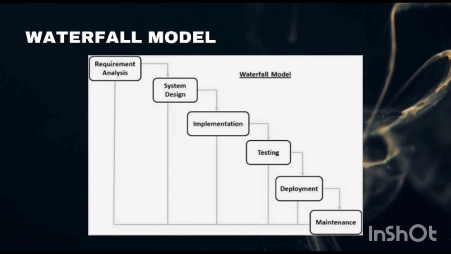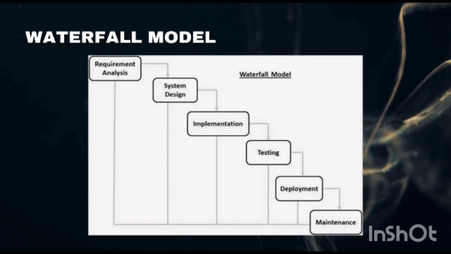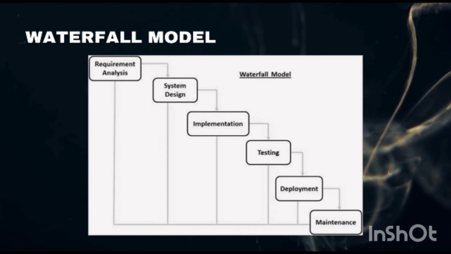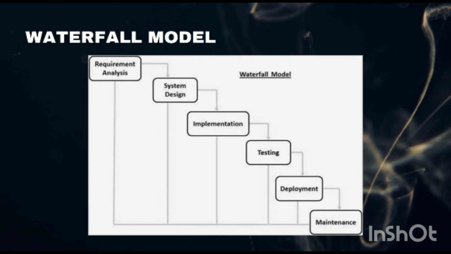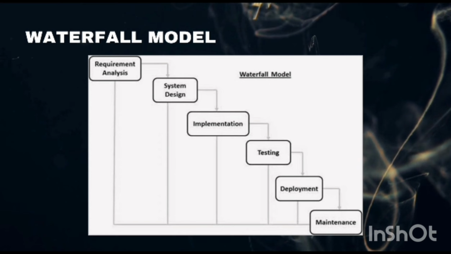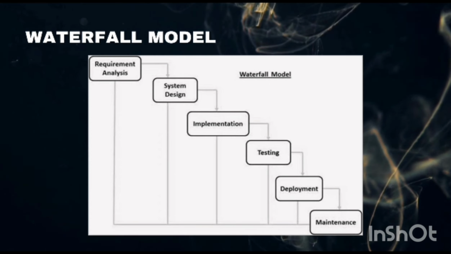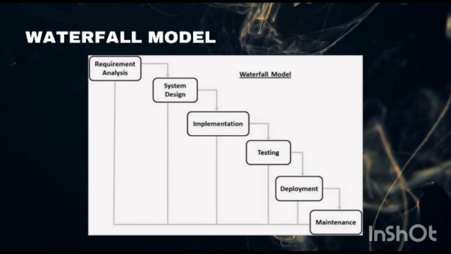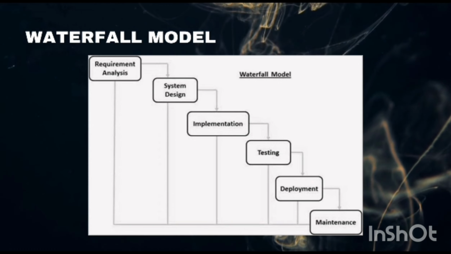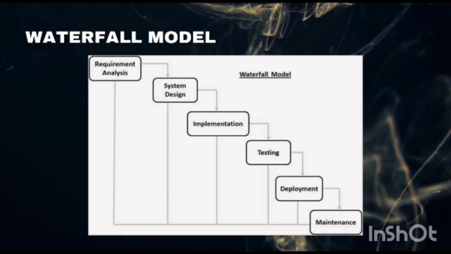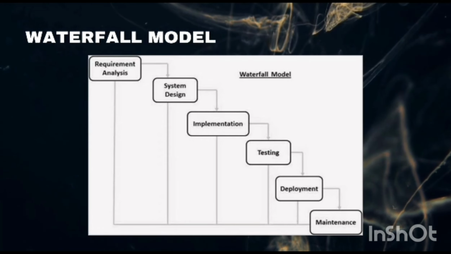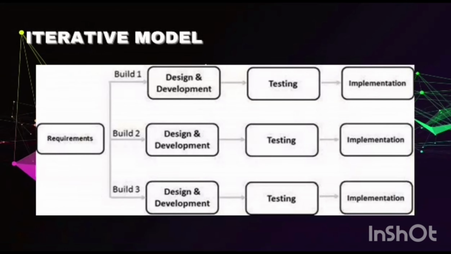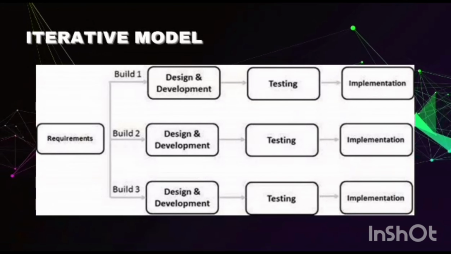There are some issues which come up in the client environment. To fix those issues, patches are released. Also to enhance the product, some better versions are released. Maintenance is done to deliver these changes in the customer environment. All these phases are cascaded to each other in which progress is seen as flowing steadily downwards. The next phase is started only after the defined set of goals are achieved for the previous phase and it is signed off. So the name waterfall model: in this model, phases do not overlap.